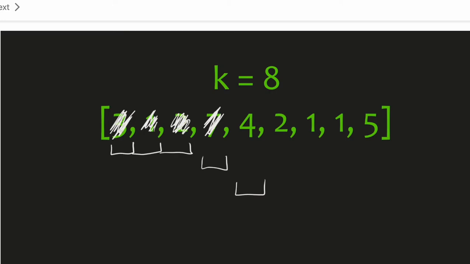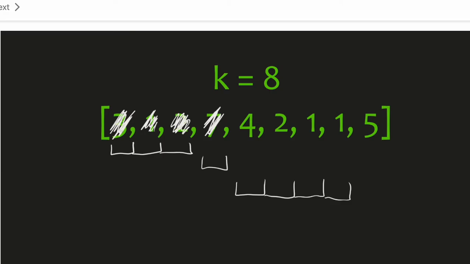So right now the sum is 4. Now it's 6. Now it's 7. Now it's 8. And if we wanted to add the next element, the 5, then the window constraint would be broken again. So we need to remove elements from the left until this is no longer the case.